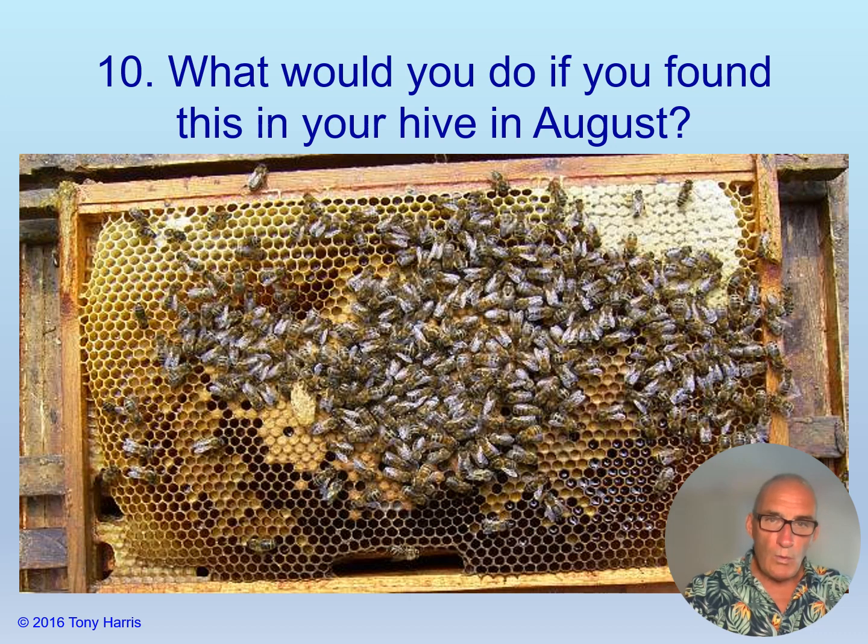Now, what would you do if you found this in your hive in August? Well, this frame has one supersedure cell on it. As we said, the bees are replacing the queen. The best advice is to leave alone, especially if you see this in August, as if you keep knocking them down, it's going to be more and more difficult for a new queen to make it going into autumn.